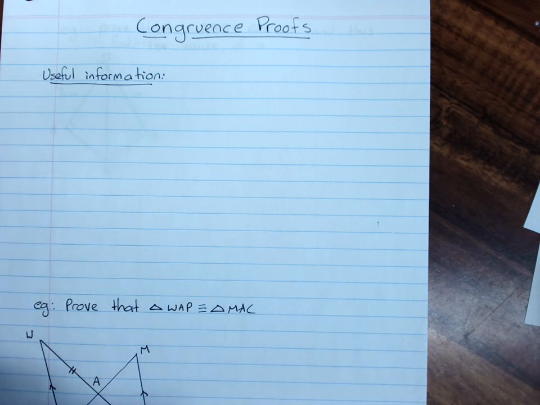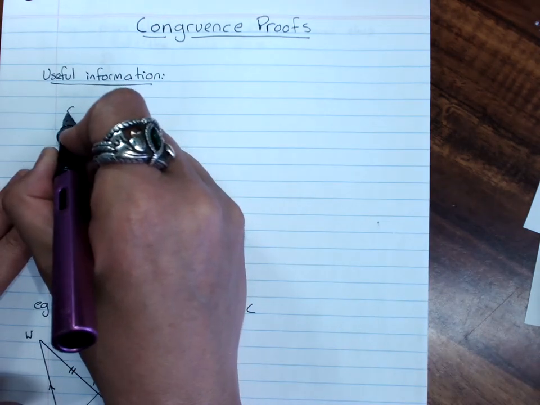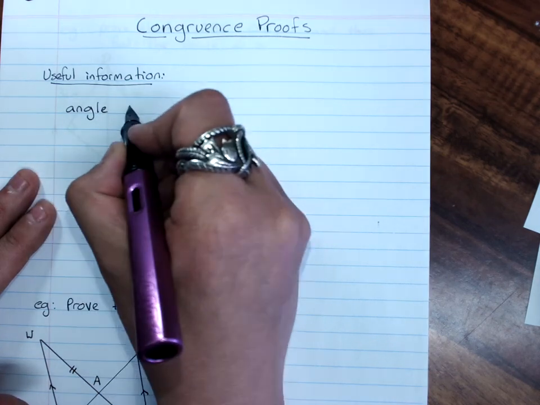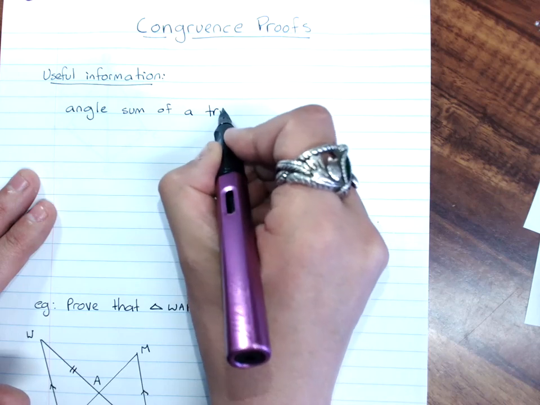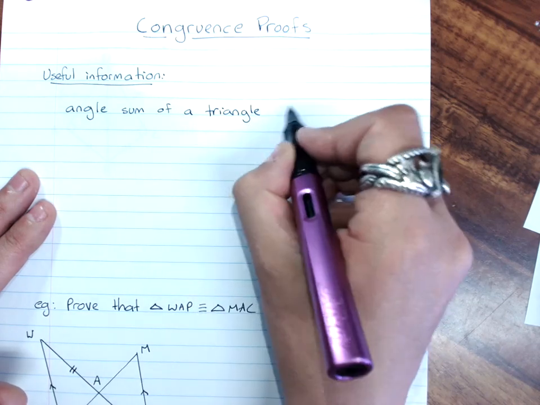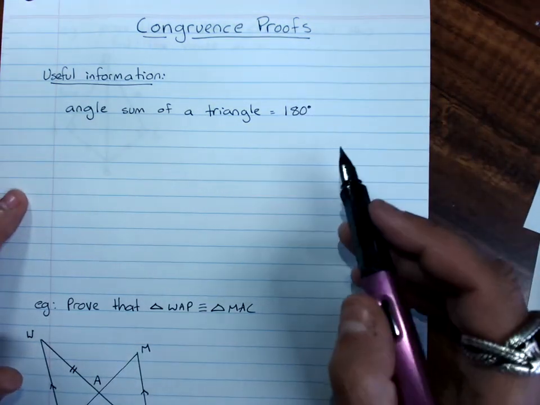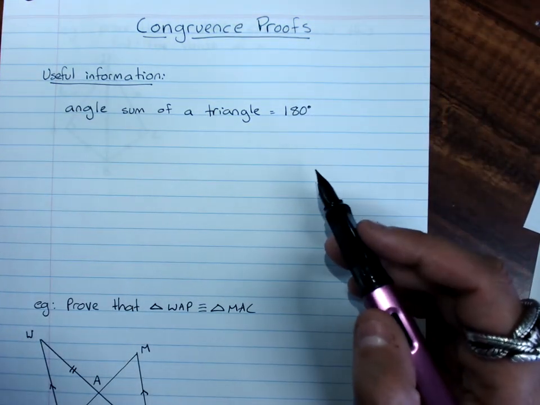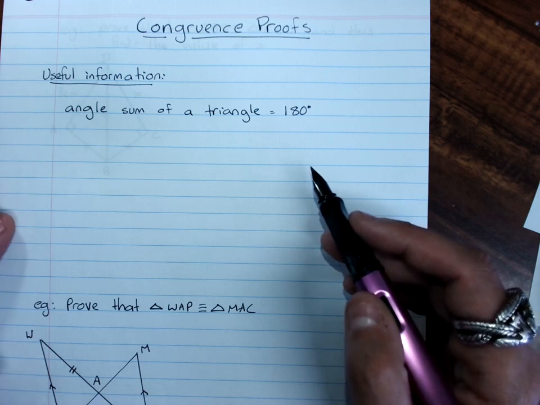Now there's some useful information that we already know, but that we have to just remind ourselves of. So the angle sum of a triangle is often useful. And of course, that's 180 degrees. So sometimes we might have to find an unknown angle in a triangle to be able to show that two angles are equal.